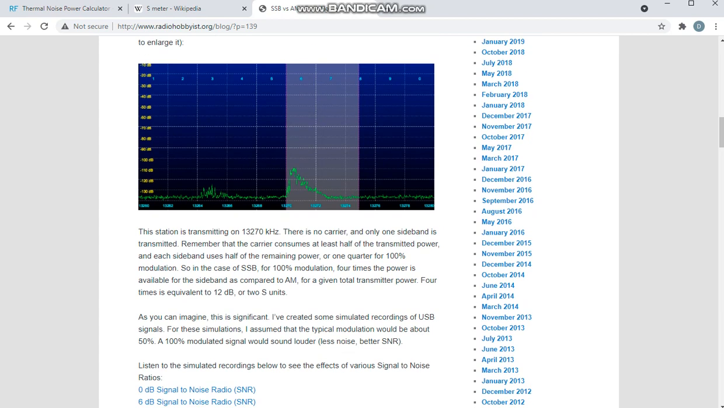Power is actually 3 dB for double. It's 6 dB for 4x, right? 6 dB. So it's not 12.